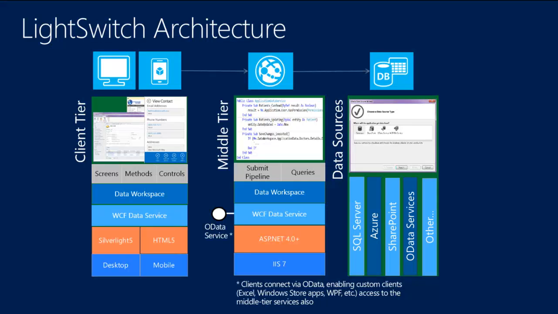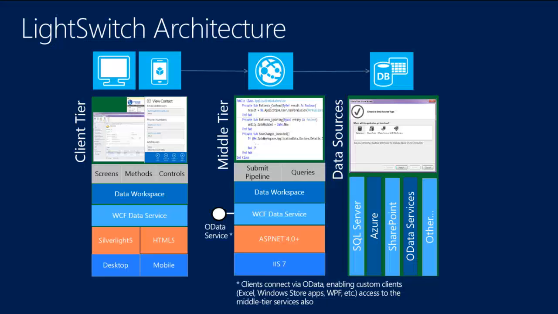So there's the concept of a data workspace, and a submit pipeline. We're going to do a lot of coding in that area today. This is where we can manipulate SharePoint through CSOM from our middle tier. Then there's the client tier, and you have two options. You have the desktop app as the Silverlight client, and then the HTML5 is the mobile. So you have two options for clients.